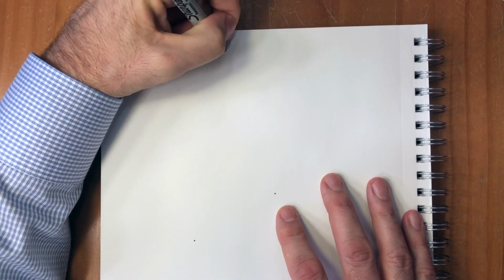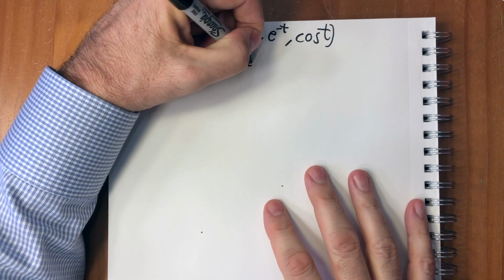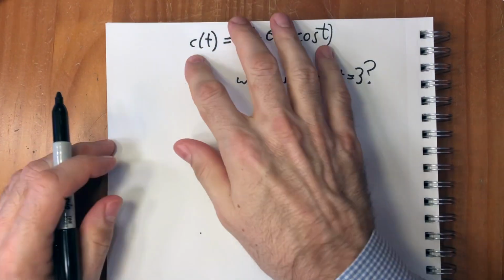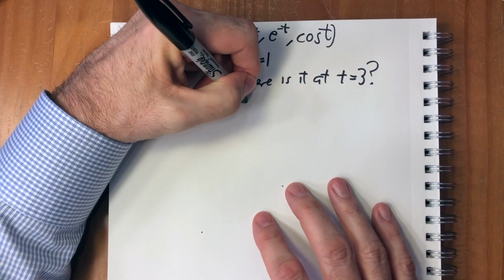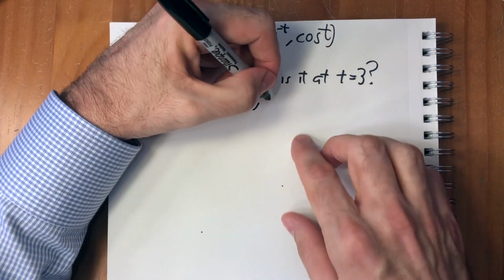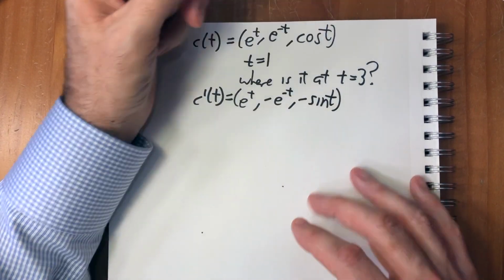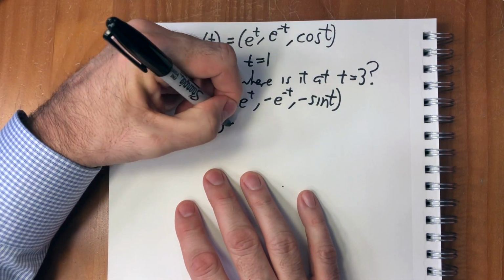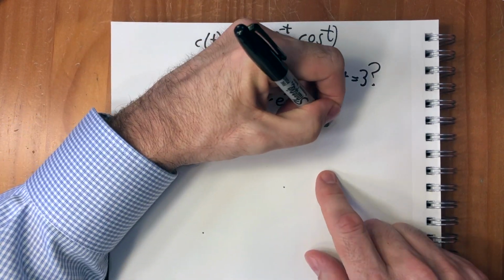So suppose there's a particle that follows this path, e^t, e^(-t), cosine t, until it flies off on a tangent at t equals 1. So where is it at t equals 3? So what is the velocity vector? It's c prime of t equals, the derivative of e^t is e^t. This is minus e^(-t), that's the chain rule again, and minus sine t. So we need the velocity vector at t equals 1. So we have c prime of 1 equals e, minus 1 over e, and minus sine of 1.